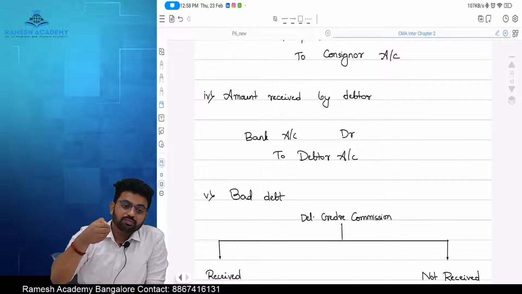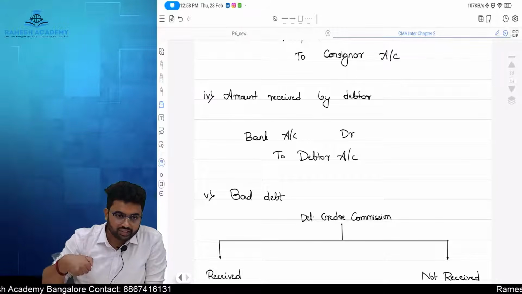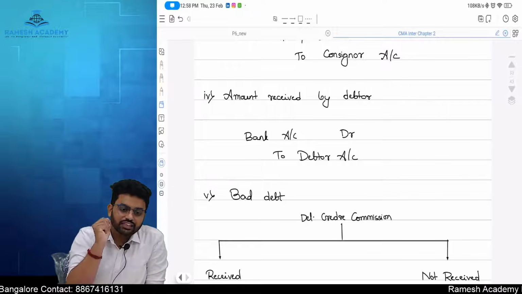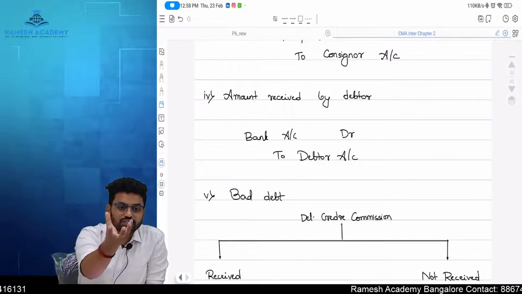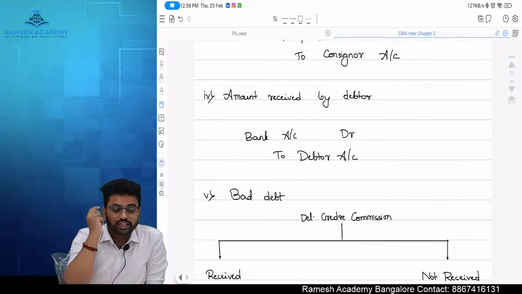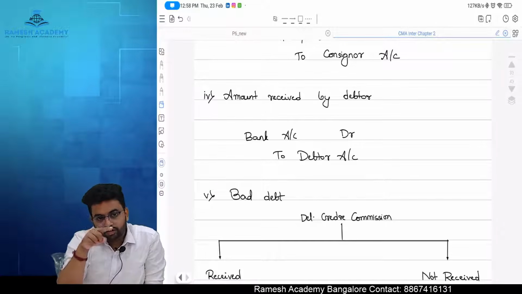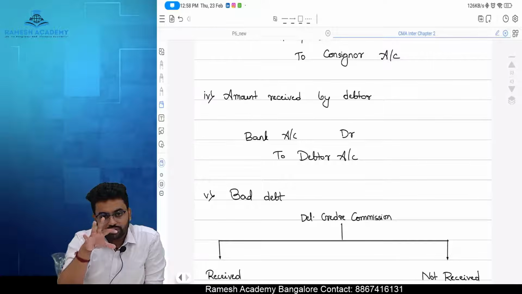Okay. Later this bad debt, usually we would write it off against the P&L, but in the consignment case, please write it off against the commission received, because you are receiving commission to incur that, no? So what will be the entry? Commission account debit to bad debt account.